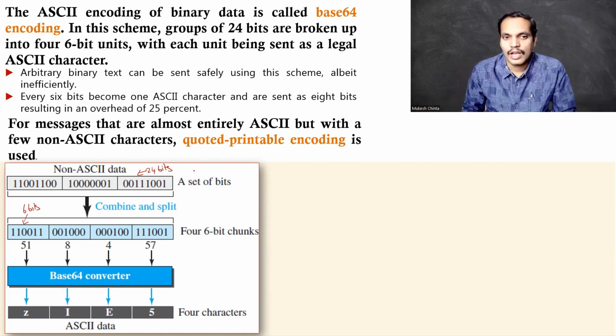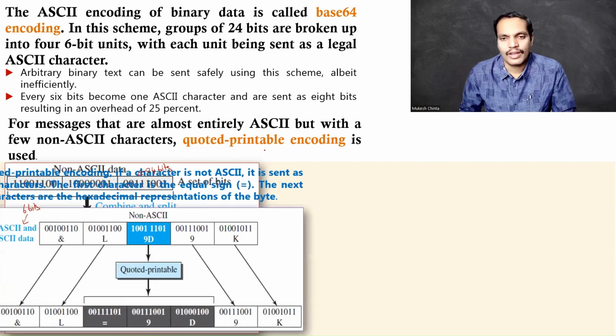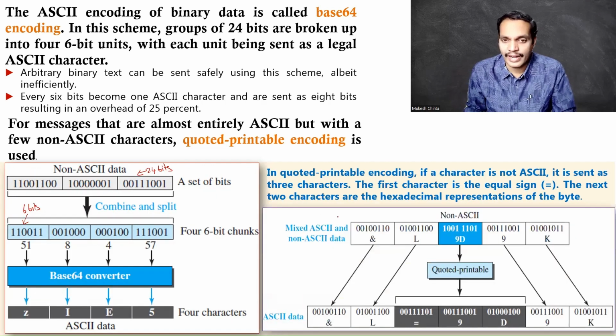So for messages that are almost entirely ASCII, but with a few non-ASCII characters, we go for the second encoding scheme, which we call quoted printable encoding. What is this? Quoted printable encoding is pretty much similar to what we studied earlier. The ASCII characters are sent exactly as they are. We don't touch anything with them. But if you see a non-ASCII character like 1001 1101, such non-ASCII characters are sent as 3 characters.